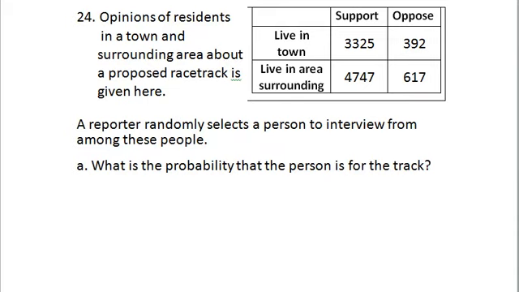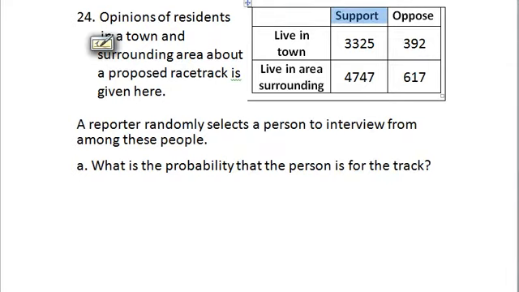Opinions of residents in a town and surrounding area about a proposed racetrack is given here. This table gives the number of people who live in town and support the racetrack, who live in the area and oppose it, and those that live in the surrounding area that support and oppose it. A reporter randomly selects a person to interview from among these people. What is the probability that the person is for the track? So for the track means they support the track.